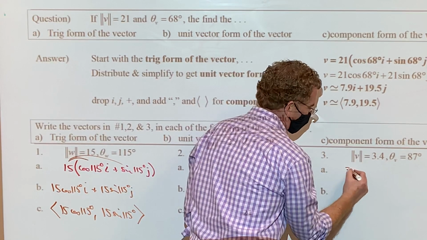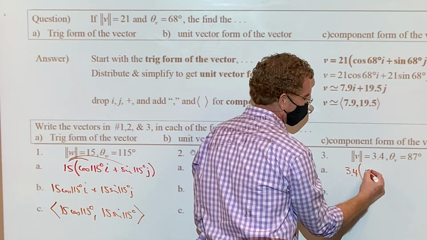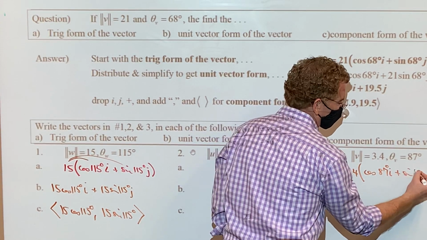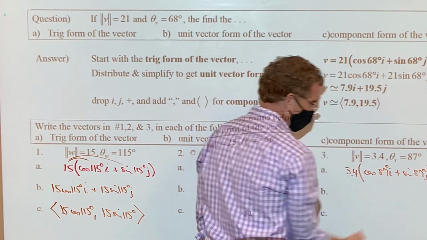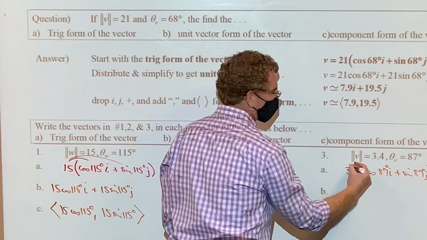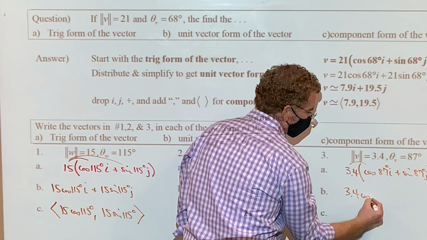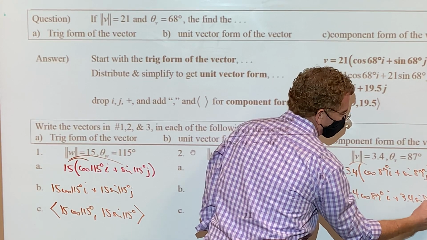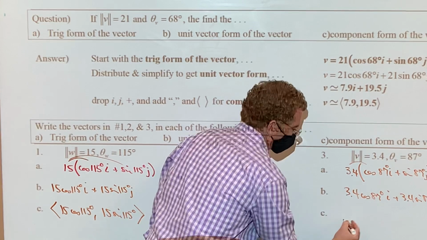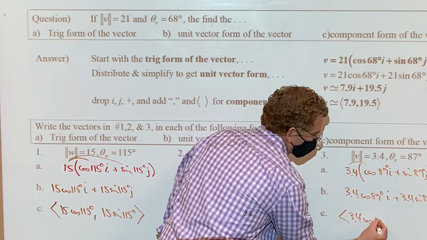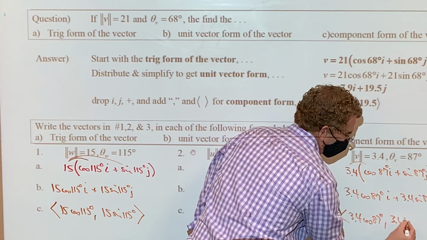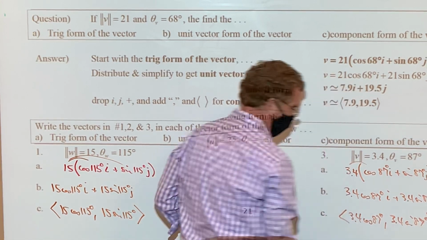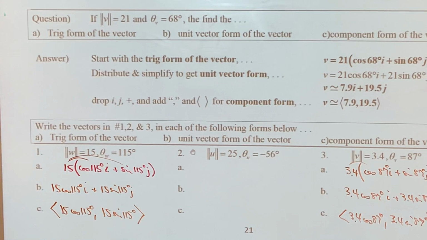I'll jump to this last one. Right here, start with 3.4 on the outside of a parentheses, cosine 87i plus sine 87j. Then, for unit vector form, distribute it in, 3.4 cosine 87i, 3.4 sine 87j, and then finally, for component form, 3.4 cosine 87, 3.4 sine 87, and bracket. So hopefully that's not a big deal.